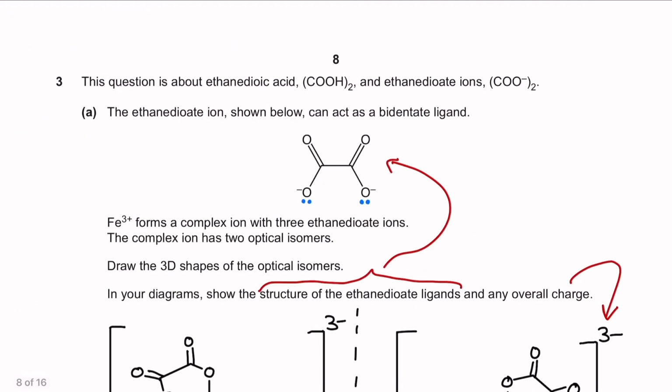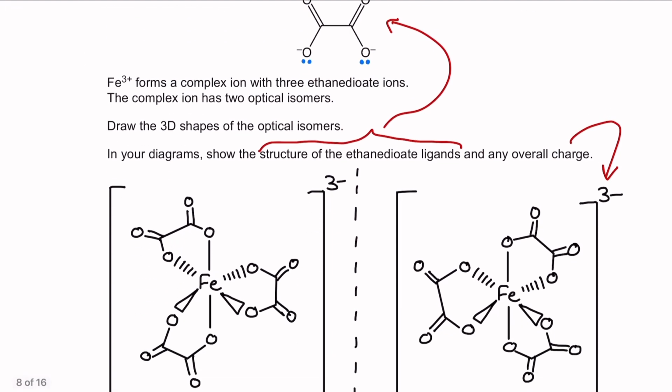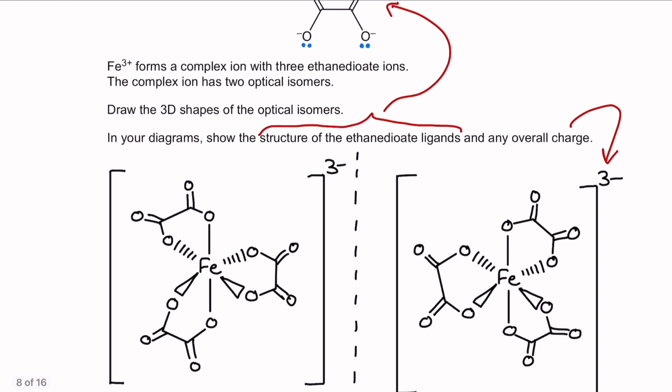Moving on to question 3. This question is about ethane dioic acid and ethane dioate ions. The ethane dioate ion shown below can act as a bidentate ligand. And what I've done for you here is just added on the lone pairs that would be used to form those 2 coordinate bonds to the transition element ion. Ion 3 forms a complex ion with 3 ethane dioate ligands. Sorry, ethane dioate ions. They are bidentate ligands. The complex ion has 2 optical isomers. Draw the 3D shapes of the optical isomers.